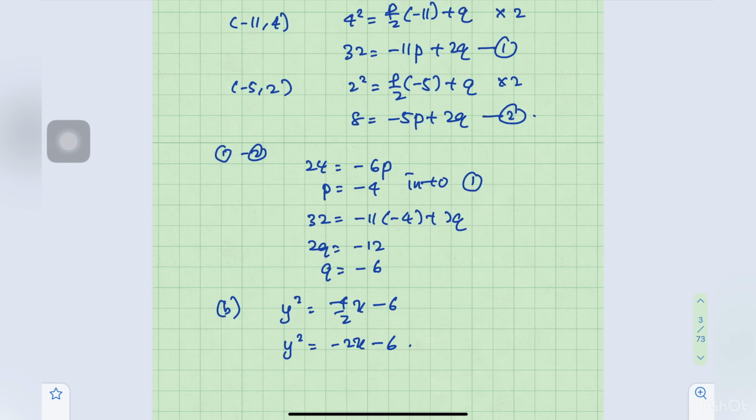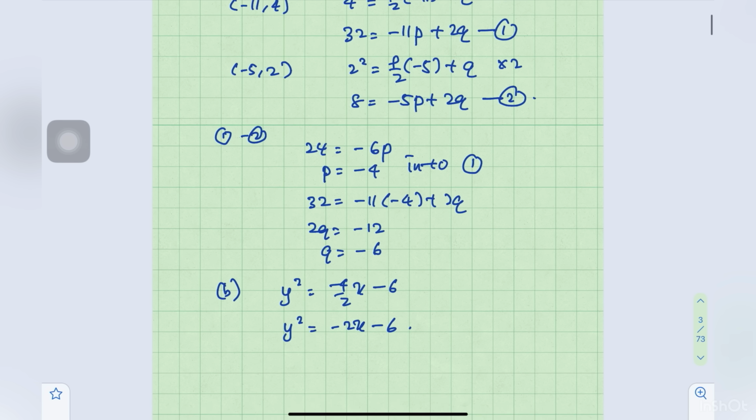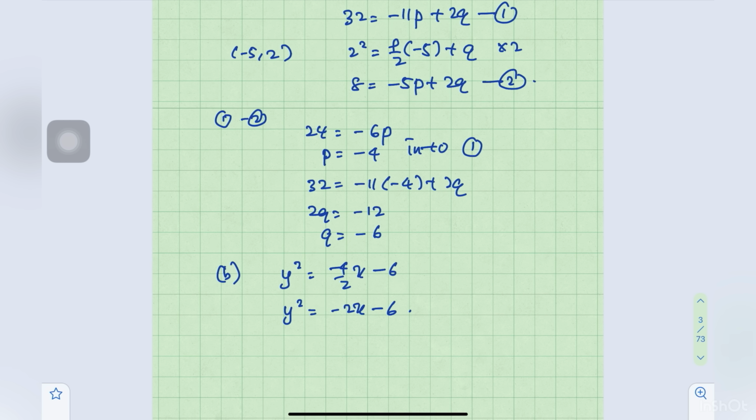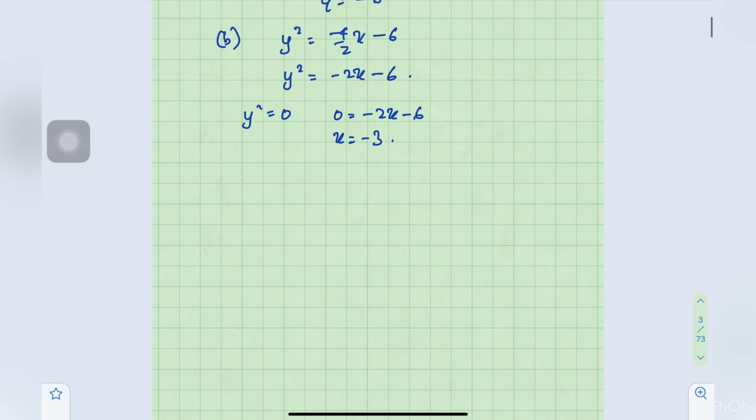Okay, we know that big Y is y squared, big X is x. So here the gradient is negative 2 and the intercept is negative 6. So we can find that the Y intercept is negative 6. To find the X intercept, Y is 0, or y squared is 0. So we get 0 equals negative 2x minus 6. So, x equals negative 3. Okay, so then we can sketch the graph.